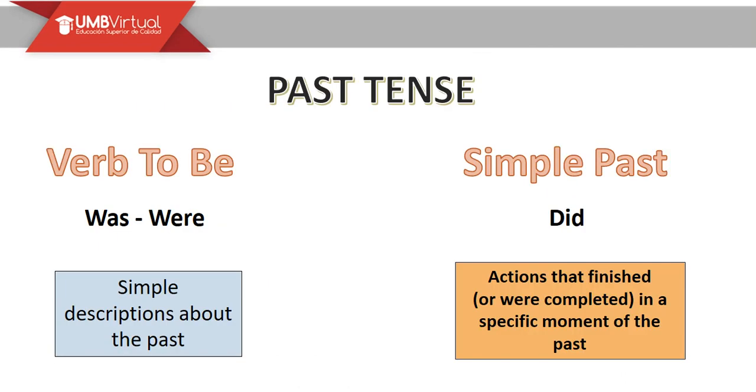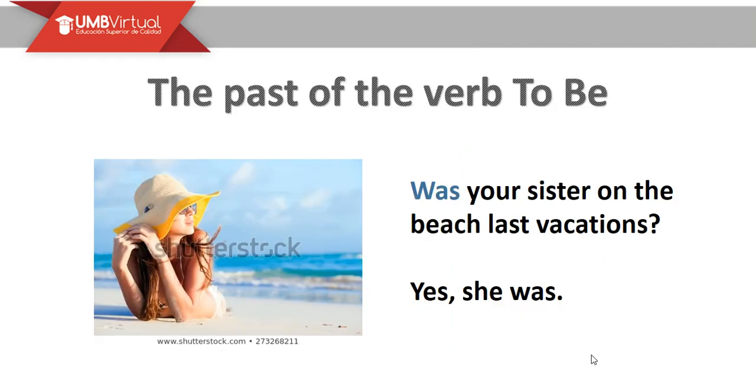So later we're going to study our past tense. What are the principal or the main differences between them. Verb to be, we have the use of was and were, and for the simple past we have the main auxiliary, which is did. Verb to be, simple descriptions about the past, and simple past, actions that finished or were completed in a specific moment of the past, right?